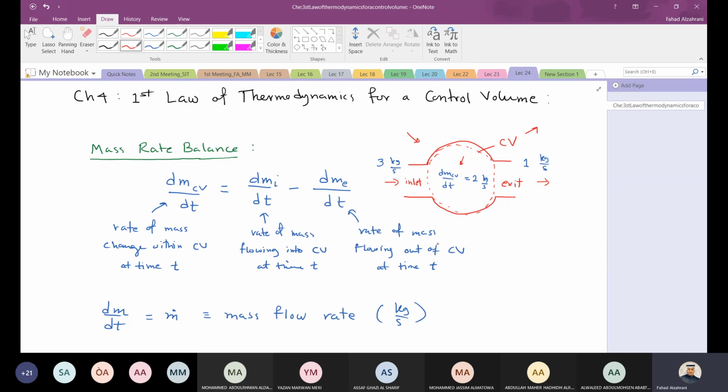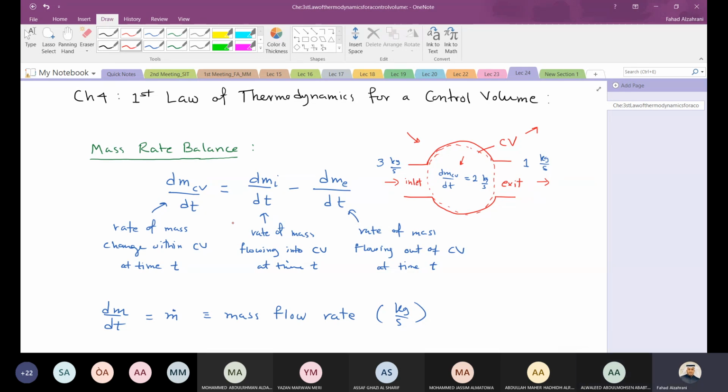And if you look at this mass rate balance, it's exactly what I mentioned. The rate of mass flowing into the system minus the rate of mass flowing out of the system is equal to the rate of mass change within the system. So this is basically our mass rate balance. Any question about the mass balance or the mass rate balance?